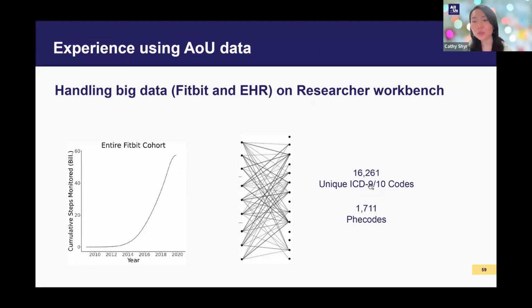And now moving over to looking at the outcomes, the researchers used EHR data, and there were at that time over 16,000 unique ICD-9, ICD-10 billing codes, which is a lot of information. And what the authors did was that they then distilled that information into about 1,700 phecodes, which I'll talk a little bit more about in the next couple of slides.